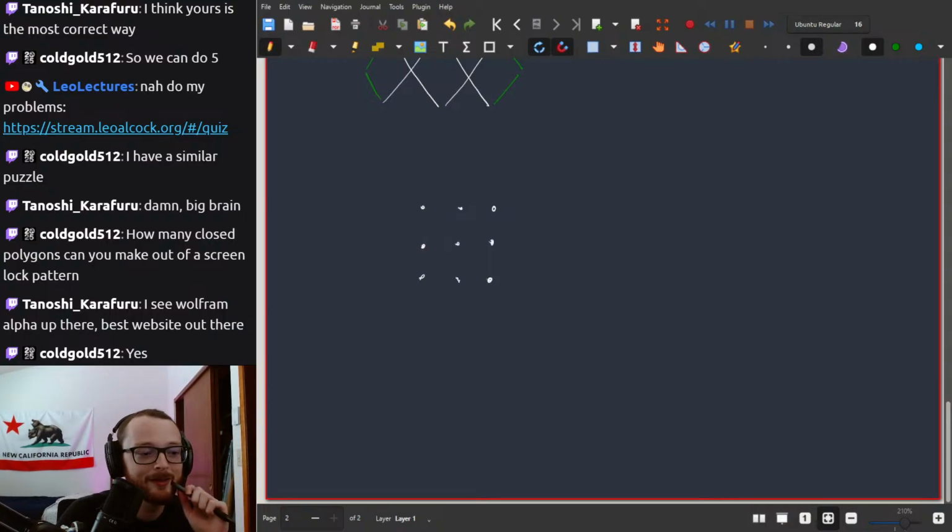Wolfram Alpha? Yeah, it is really helpful. I wish it wasn't so paywalled, but it is a great website.